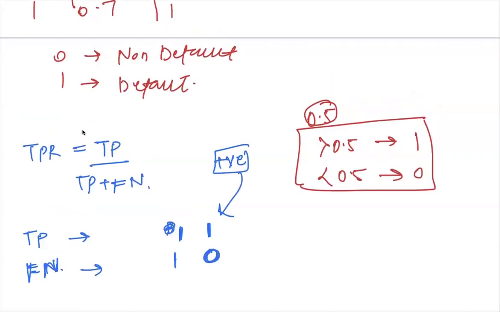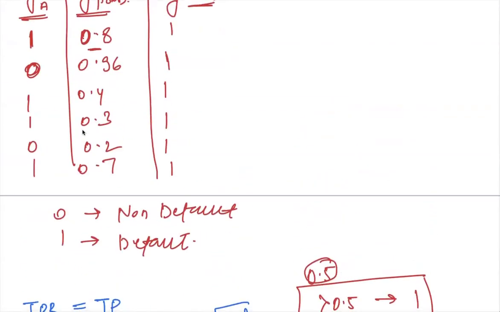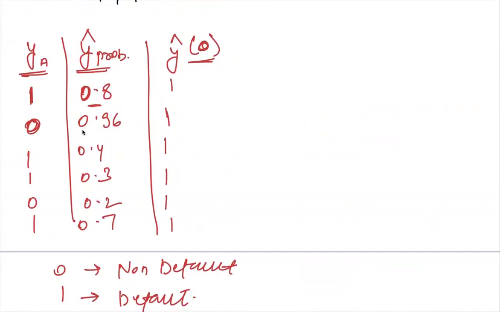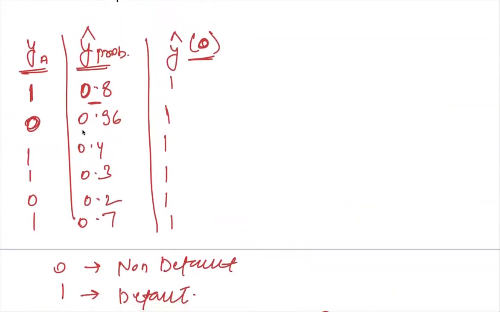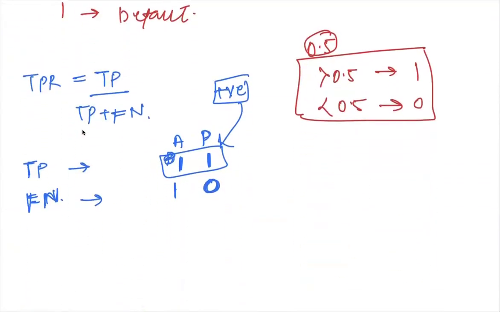So let's see these cases, 1 1. Where do we have true positive? That means 1 and 1. This is your actual and this is your prediction. So let's see where do we have 1 1. We have here 1 1, 1 1, 1 1, 1 1. So how much is your true positive? It is 4.